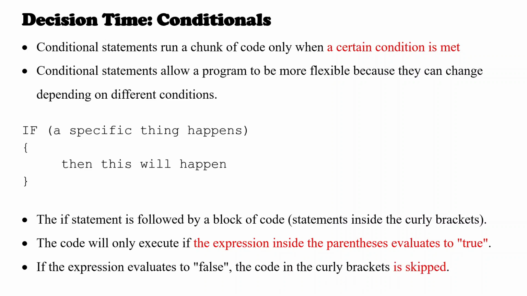If the expression evaluates to false, okay? So if this question asks, if the specific thing answers false, then what happens? Well, then this will be skipped. It won't happen. So now we are able to skip certain segments of code based on whether a condition is true or false. If it's true, then I want to run the code. If it's false, I don't want to run the code.